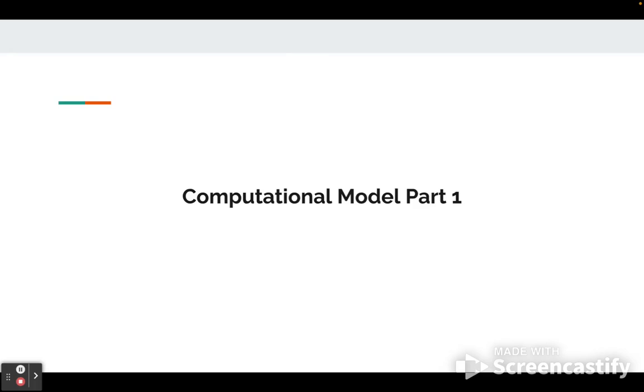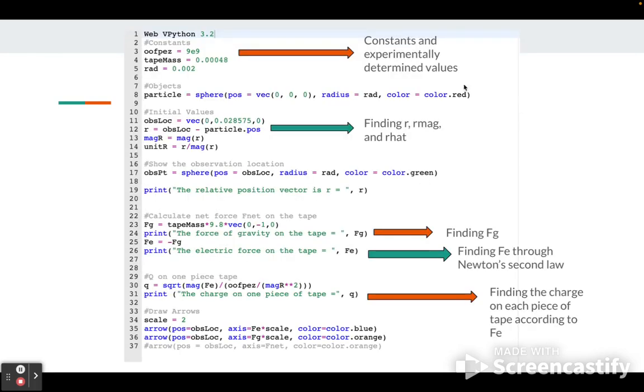So this computational model is part one, where they're treated as point charges. This is the code. We have the experimentally determined values as well as some constants. And then down here we find R, R mag, and R hat, which are needed for some of the equations to find out the different forces. So we found Fg first, which takes the mass of the tape, multiplies that by 9.8, and then puts that in vector form so that it's in the negative y hat direction.